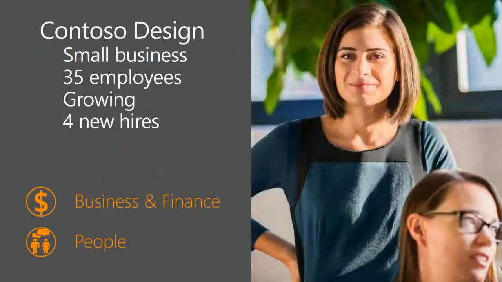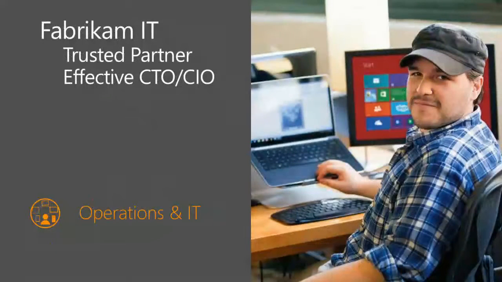Throughout today's presentation, we're going to think about two fictional entities. We'll think about a customer, which we're calling Contoso Design, very original name. This is a small business, about 35 employees. They're growing; they've got 4 new hires. From a decision-making perspective, it's the business and finance layers and the people management. And then on the IT side, we're looking at a trusted partner called Fabricam IT. As you know, in the small business space, they're taking on the role of effective CTO, CIO.